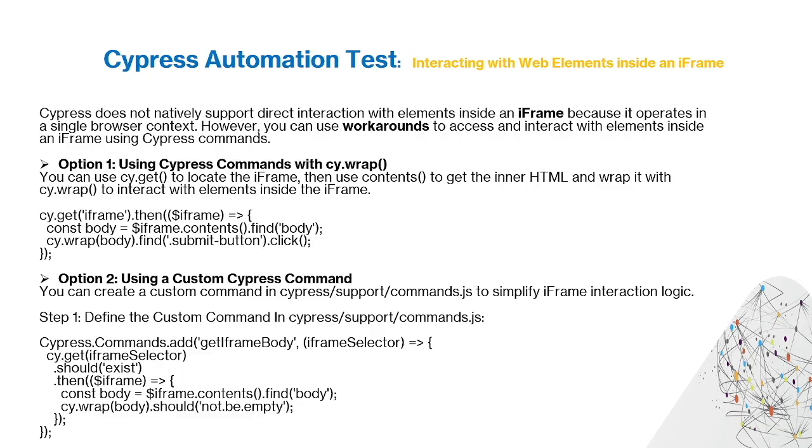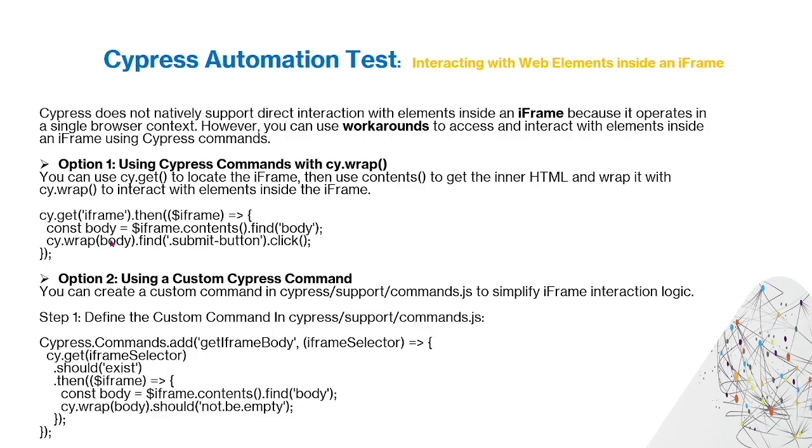Use Cypress commands. Option 1. Use Cypress commands with the wrap function. You can use cy.get to locate the iframe, then use contents to get the HTML and wrap it with the Cypress wrap function to interact with web elements inside the iframe.